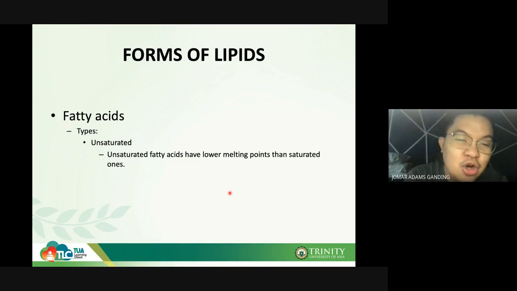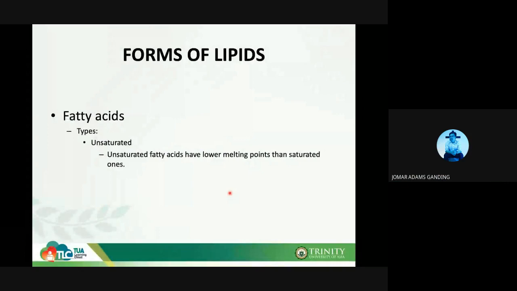So when we say lower melting point, they have a lower melting point. Your unsaturated fats are usually liquid at room temperature. These are like your cooking oils, di ba? Yung nakikita ninyo na ginagamit natin pang cook. So those are unsaturated fatty acids. At room temperature, your saturated fats are solid, while your unsaturated fatty acids are actually in liquid form.